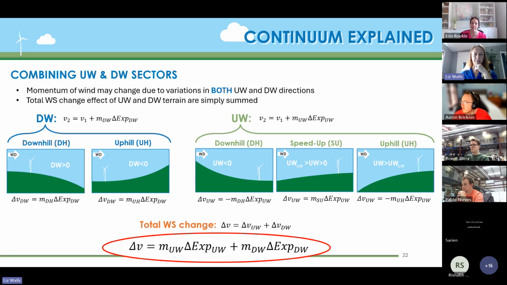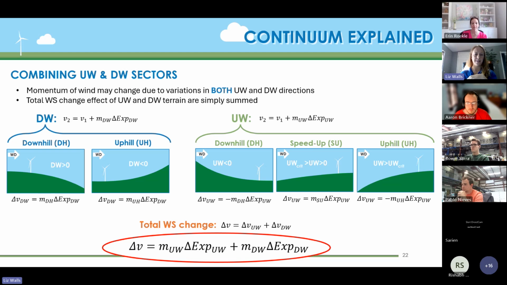And then notice the subscripts down here. We have DH for downhill, SU for speed up, and UH for uphill. So there are three different flow types that are defined in the continuum model. That is downhill flow, uphill flow, and speed up. And there are coefficients defined for each of those different flow types.